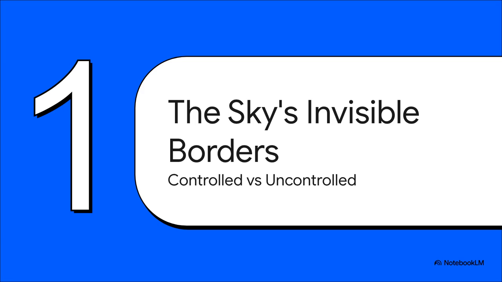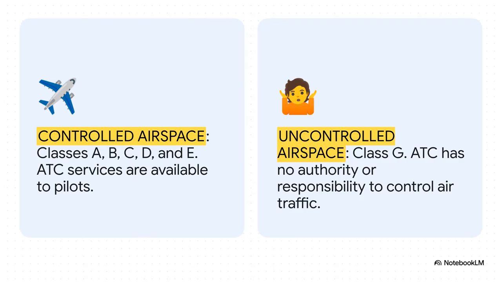It's that simple. Okay, so on one side, you've got controlled airspace. That's going to be your classes A through E, and that's where ATC is the boss. Then, on the other side, you have uncontrolled airspace, which is just Class G. In Class G, ATC has no authority, no responsibility. If you can just grasp this simple split, everything else is going to make so much more sense.